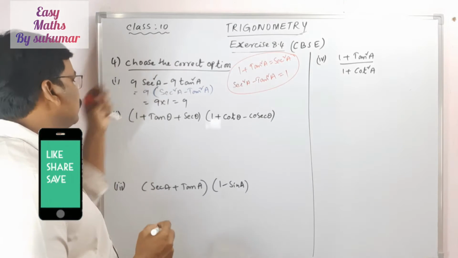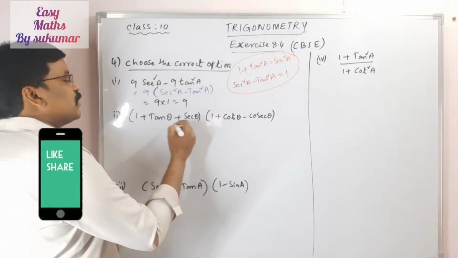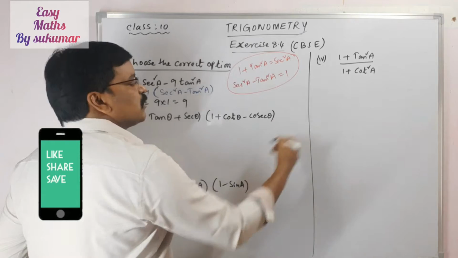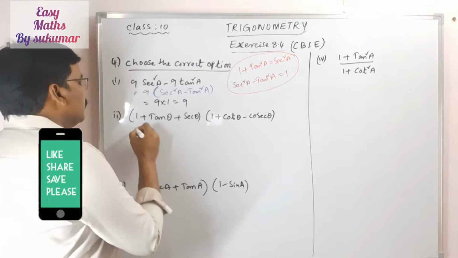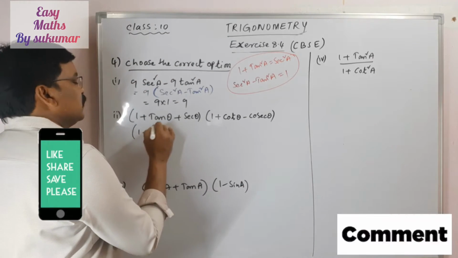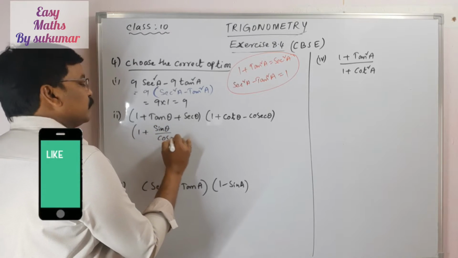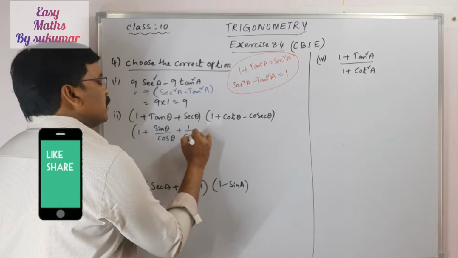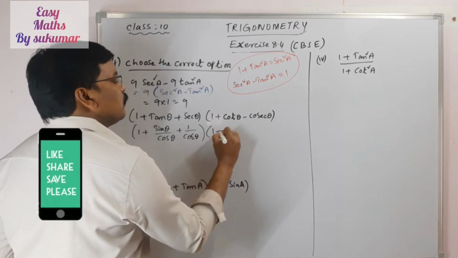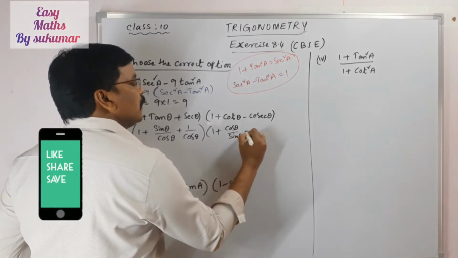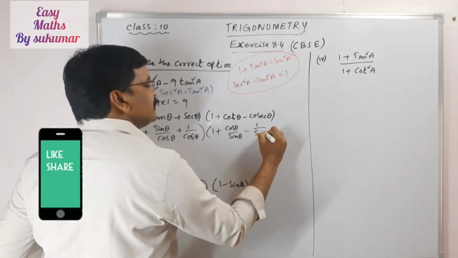Second bit in this fourth set: (1 plus tan theta plus secant theta) into (1 plus cot theta minus cosecant theta). Here we will simplify. Tan theta means sin theta by cos theta, and secant theta means 1 by cos theta. Similarly, cot theta means cos theta by sin theta, and cosecant theta means 1 by sin theta.